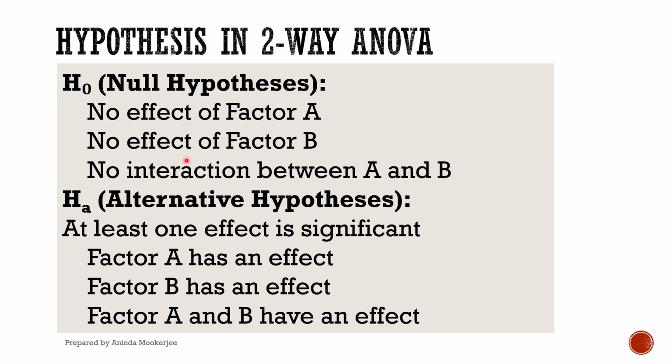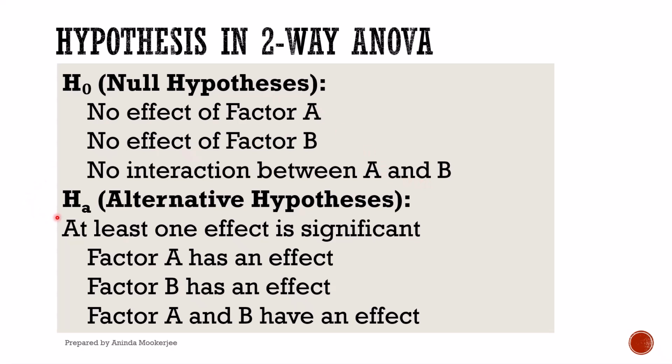We first have to say as part of the null hypothesis that there's no effect of factor A. For factor B, it's the same: factor B does not have any effect on the response variable. And then the third one is that there's no interaction between factors A and B.